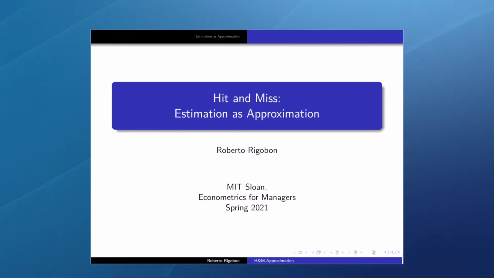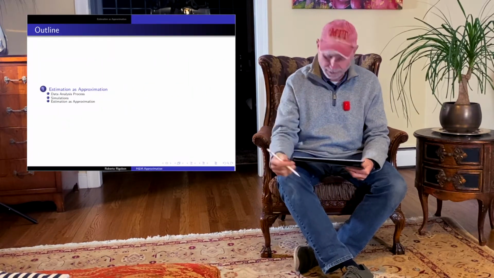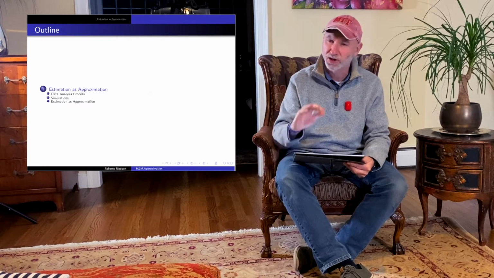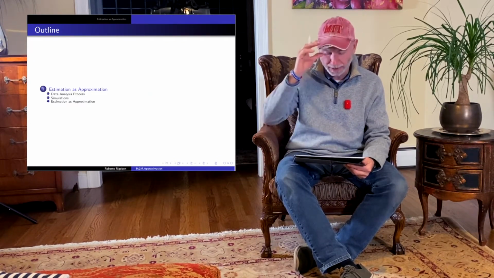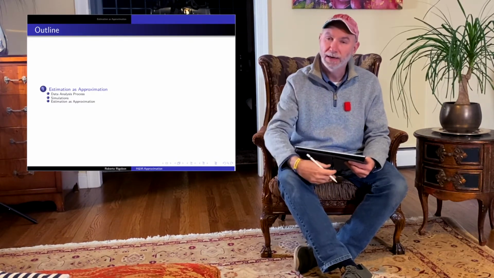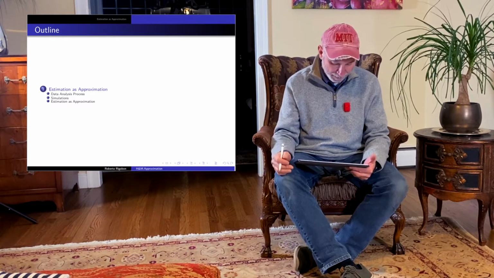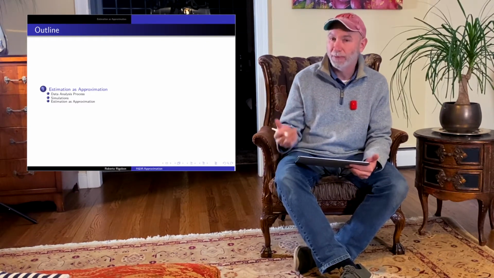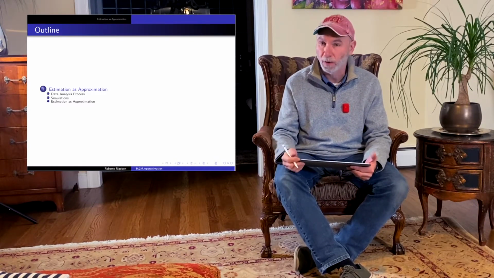Hi, today we're going to be talking about estimation as an approximation method, okay? We're going to deal with three things. First, we're going to talk a little bit about what the data analysis process is in general. Second, we're going to concentrate on estimation, and to do that, we will do some simulations. So I will show you how different techniques approximate the data, and then I will talk a little bit about how we can choose if we don't know what the model is.